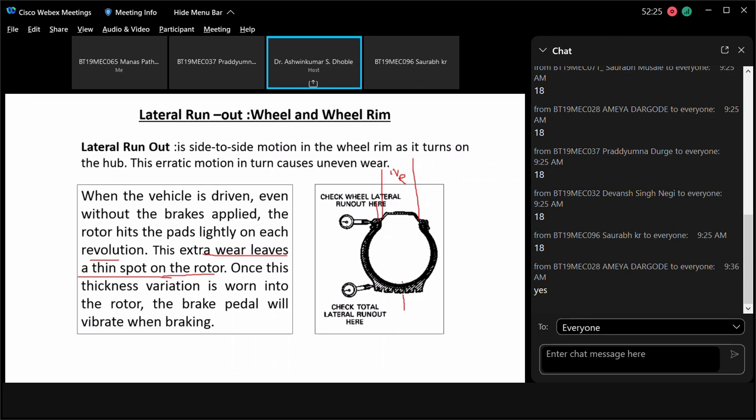Otherwise also, if you carefully observe that अगर vehicle चल रहा है और उसमें excessive lateral और radial runout है, then you will not observe the smooth radial, revolutionary motion of the tire. Rather you will find that there is some unevenness present in the rotation of the wheel. So this is the lateral runout and radial runout. These are the inspections to be done on the tire and wheel rim with the help of the dial gauges.